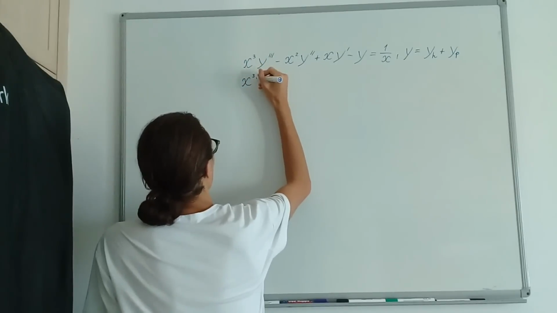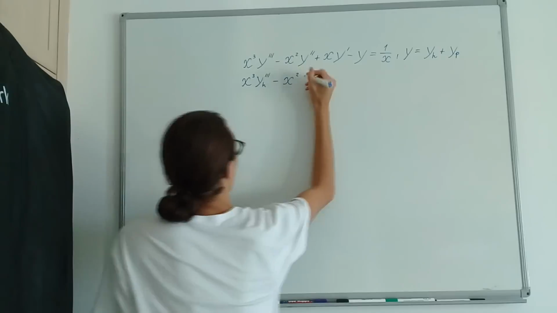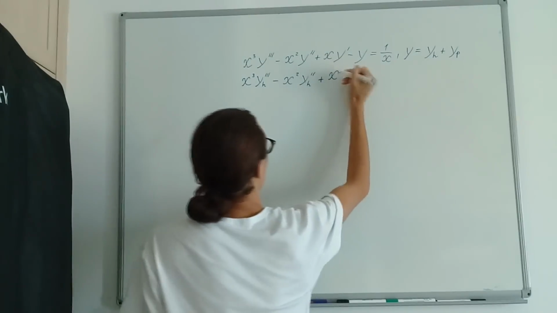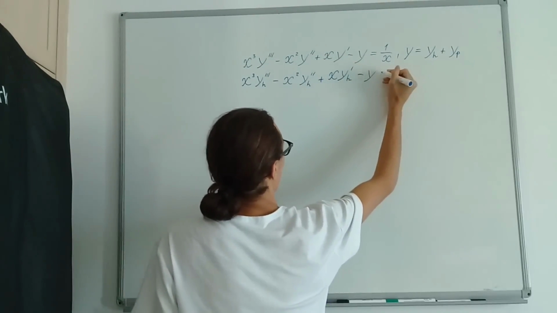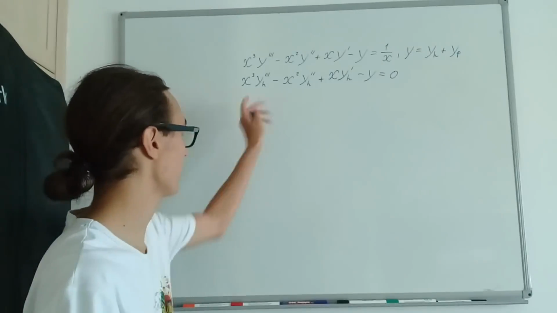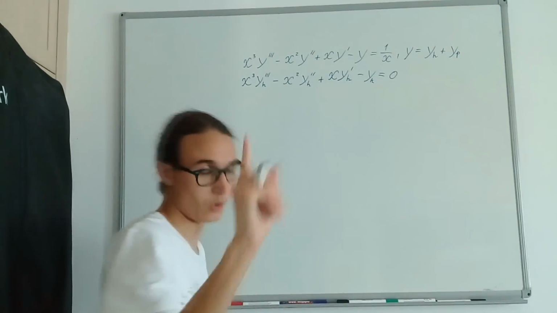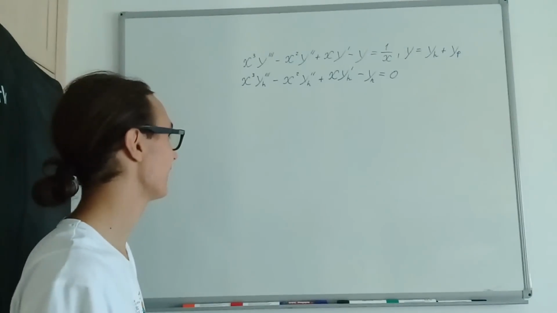So let's see, we got x cubed y triple prime h, plus x squared y double prime h, plus x y prime h, minus y h equals 0. Okay, so this is what we have to solve first before anything else.